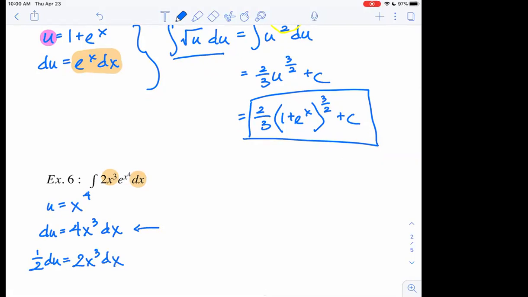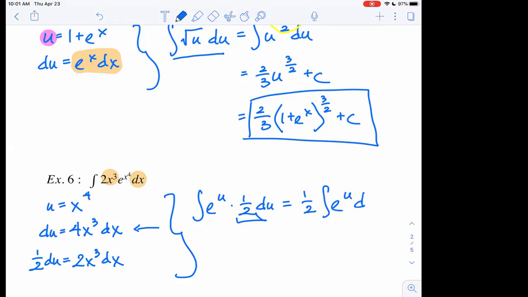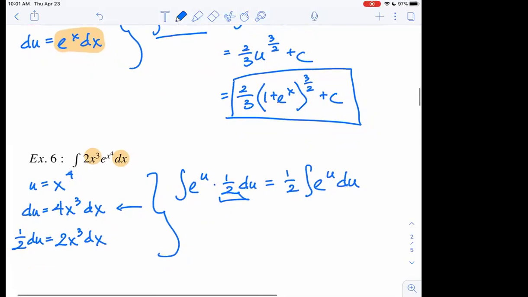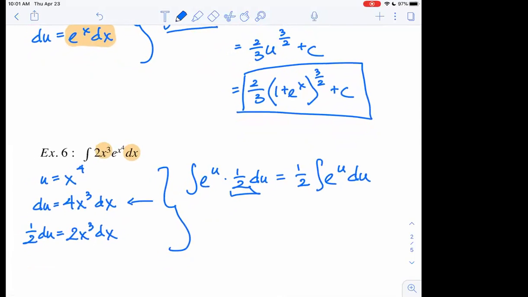Now, everywhere I see the orange in the equation, I can replace it with 1/2 du. So here we go. The integral of e to the u times 1/2 du. Now, if you're getting bored and you don't want to write the 1/2 here, I know it's going to come out to the front. You can go immediately to this step. You can say 1/2 the integral of e to the u du. All right, so you don't have to write that at the end of every one if you feel ready to pull it out to the front right away.